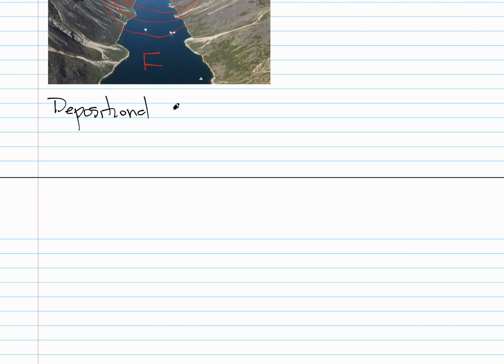Depositional features are landscapes. There's going to only be two here that I'm going to emphasize. The first is till, and the second is a moraine. A moraine's even made of till. But so what till is, it's a glacial sediment deposit.